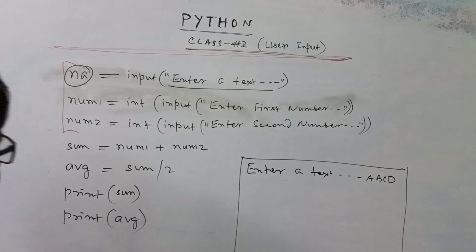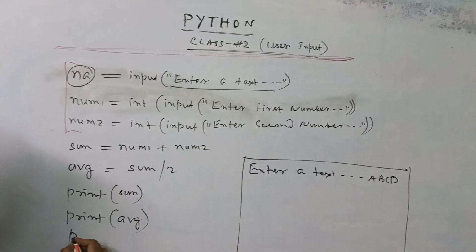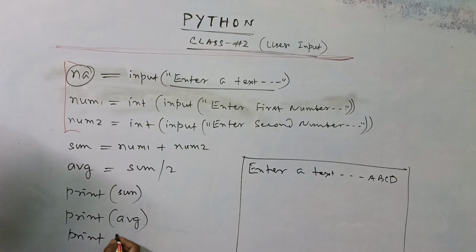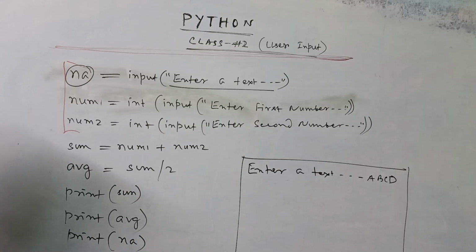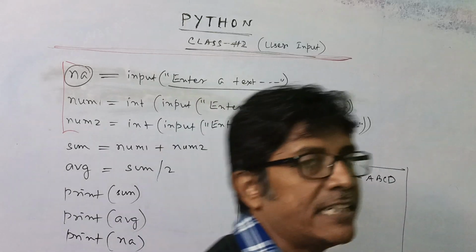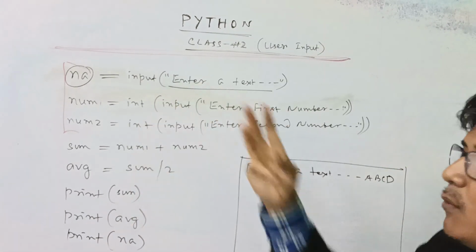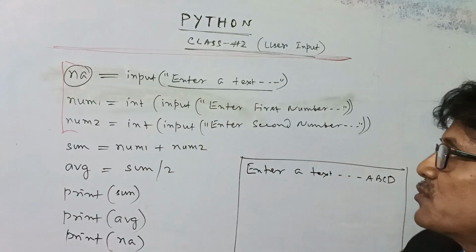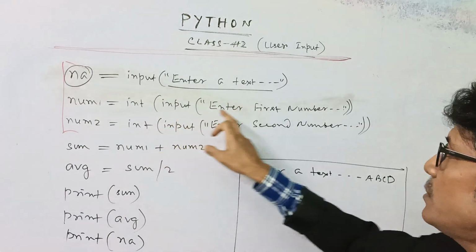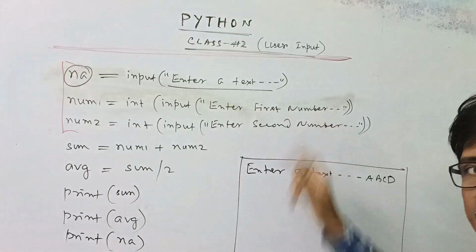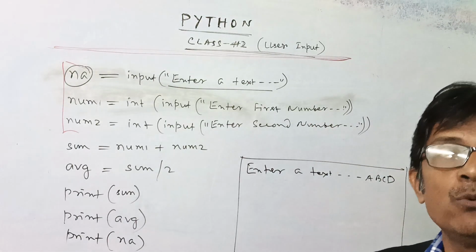I have not written a print statement here for this NA. You can write it, and if you print the variable NA, the computer will show it. But before that, let me tell you what other inputs I have taken. How many inputs have I taken in this program? 3 inputs. First input for the text. Second input, enter first number. Enter first number means a number you want to take.